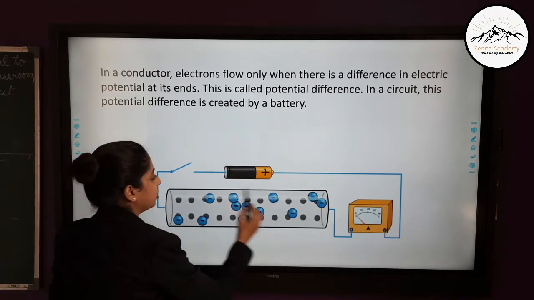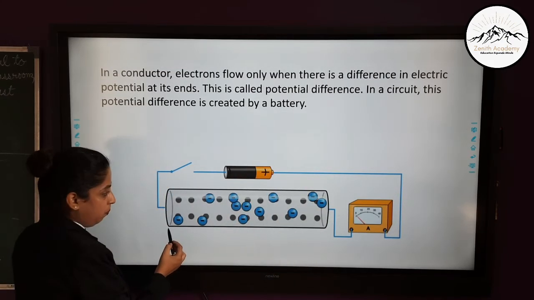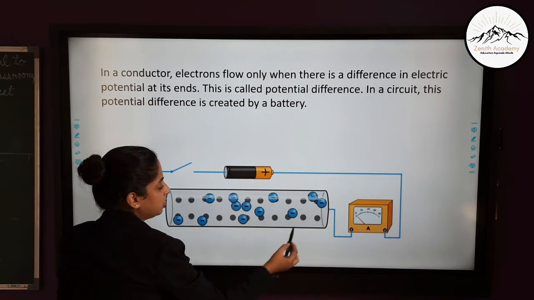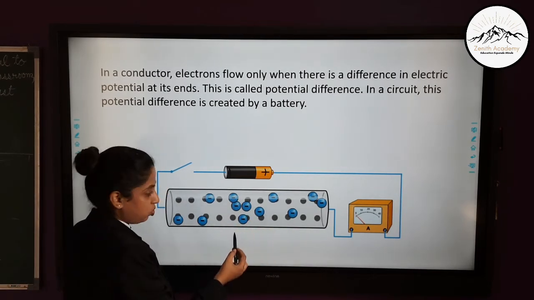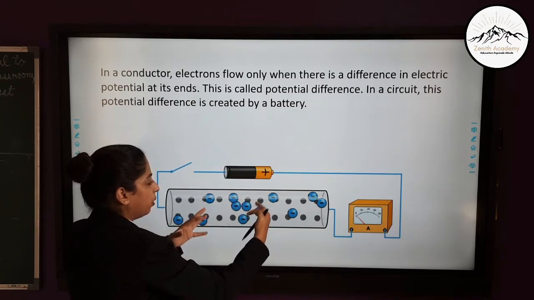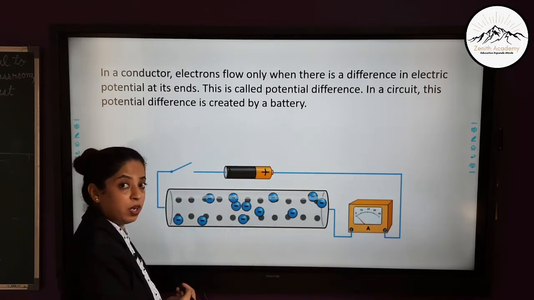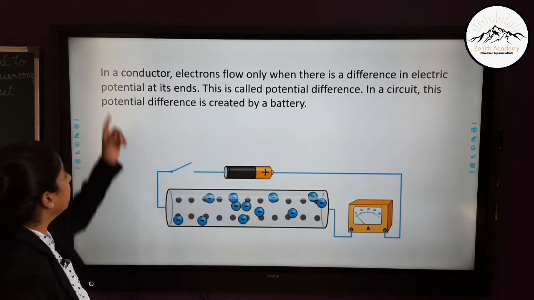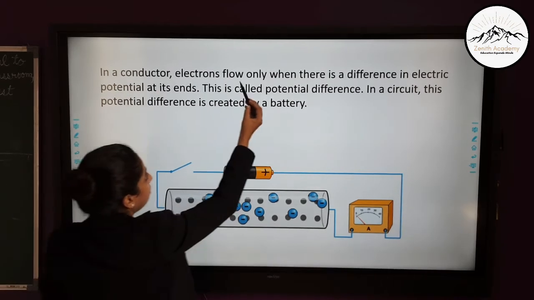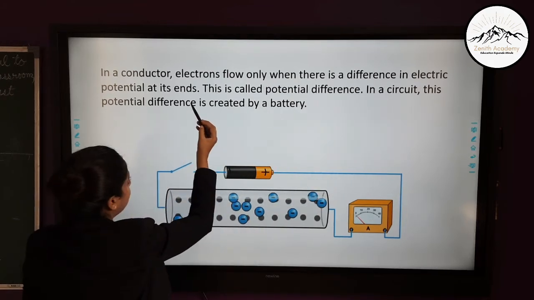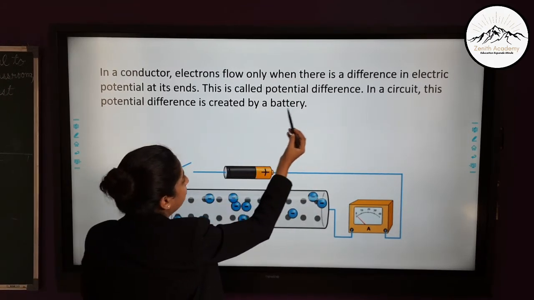So here you can see a piece of a metal wire. So there are positive cations, metal ions you can say, and free electrons. These free electrons keep on bumping into each other, the positive ions and the walls, but they do not move in a particular direction. So in a conductor, the electron will flow only when there is a difference in electric potential at its ends. This is called potential difference.